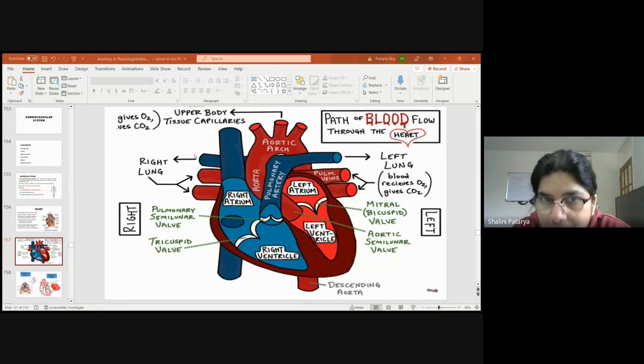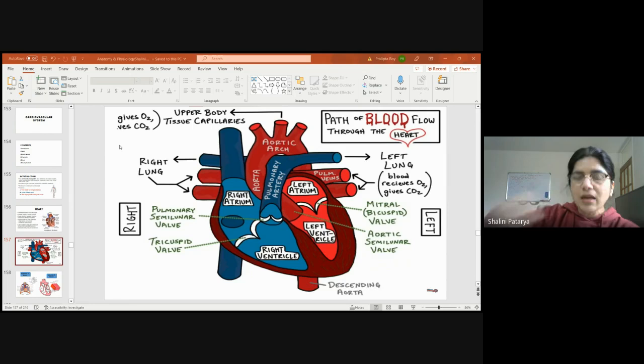The upper part, see here three are there, right? These are moving to the upper part of the body, and down also one is there which is going in the descending aorta. And the blood is flowing to the lower part of the body.